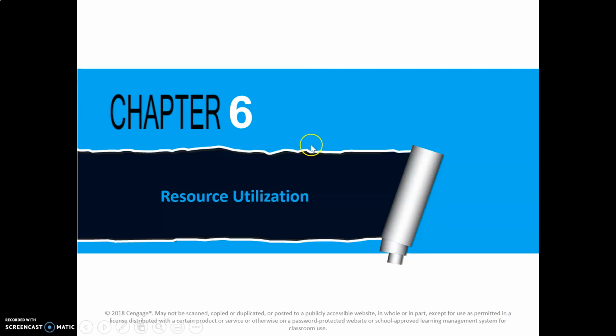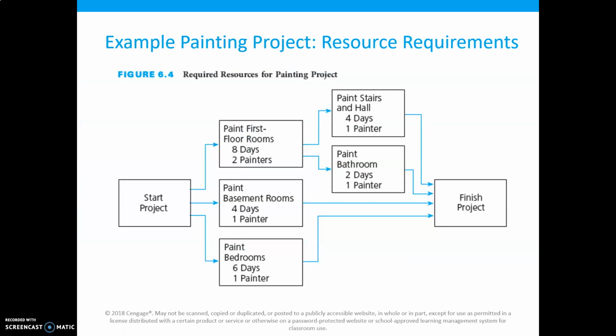In this tutorial, I'm going to give you an overview of how to conduct resource utilization and resource leveling. So we're going to look at the sample problem in your book. In this example, we are painting what looks like a house. So we've created our network diagram.